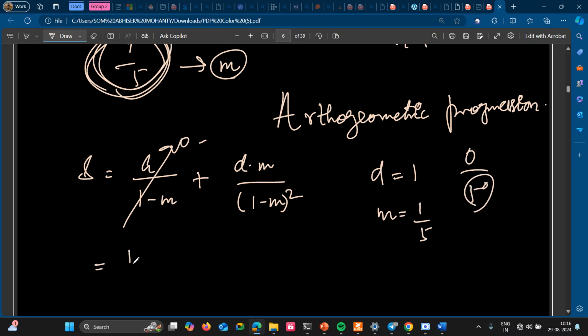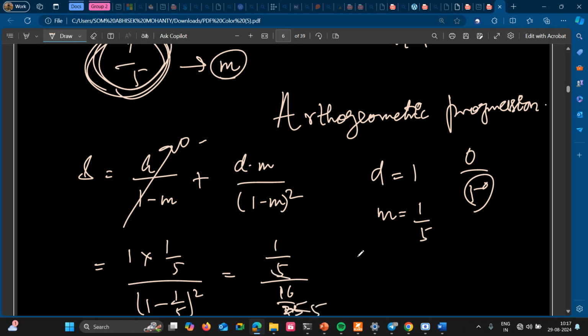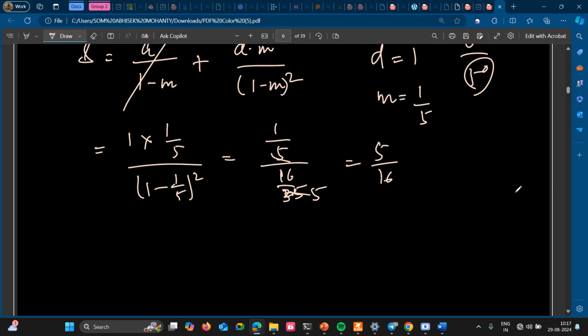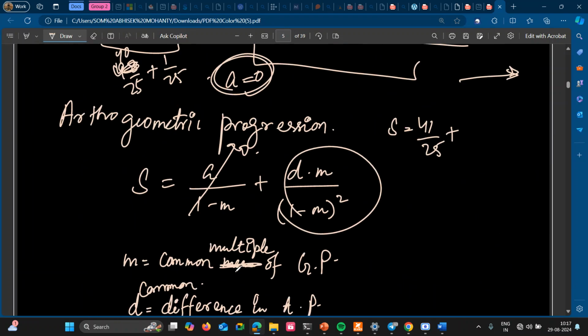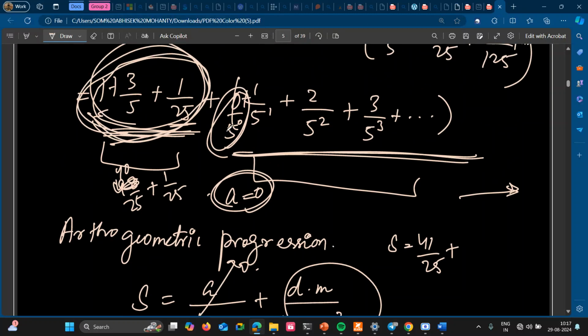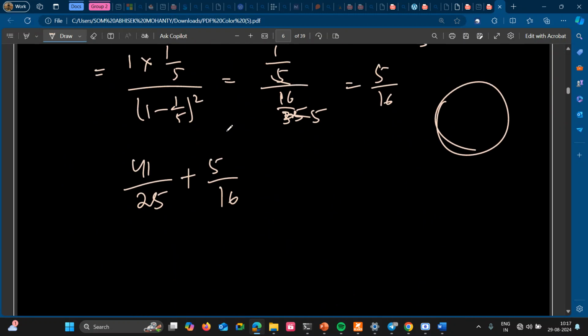So this is D, which is 1, into 1 by 5, divided by 1 minus 1 by 5 whole square, that is 1 by 5 divided by 4 by 5 whole square, that is 16 by 25, which gives 5 by 16. This is the S for the arithmetico-geometric part, and the remaining part was 41 by 25, the summation for the other one. So the whole summation is S equal to 41 by 25 plus 5 by 16.